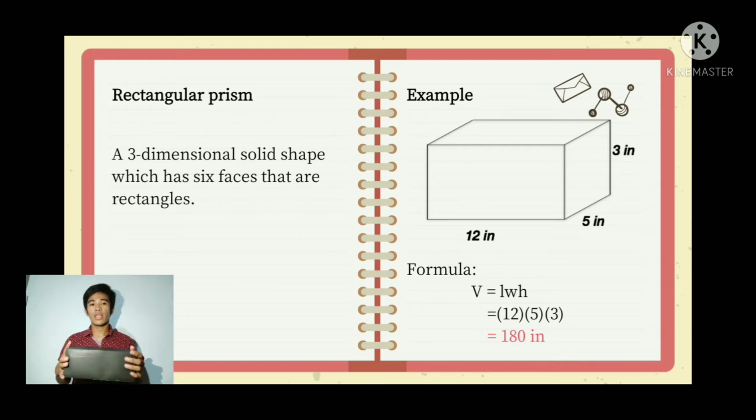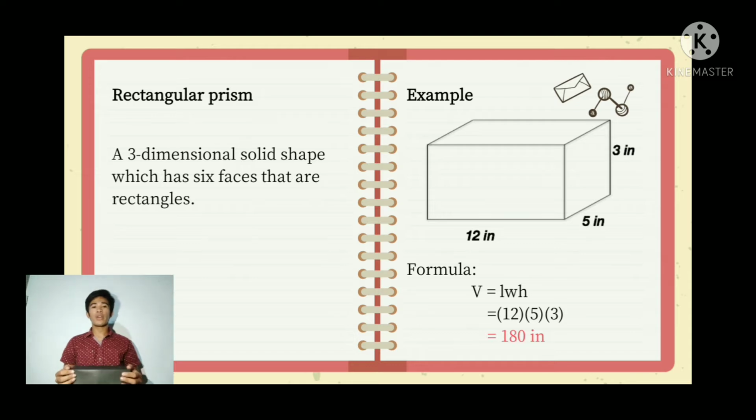So substitute the value of length, which is 12, times the value of width, which is 5, and the value of height, which is 3. So 12 times 5 times 3 is equal to 180 inches. So the volume of the rectangular prism is 180 inches. Did you get it? Okay, easy lang, no?